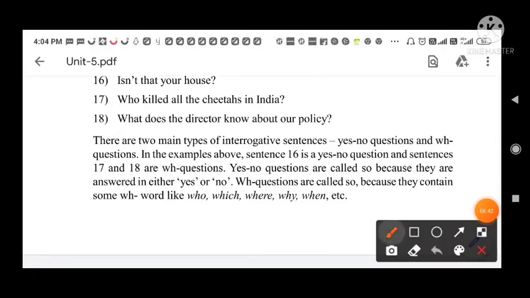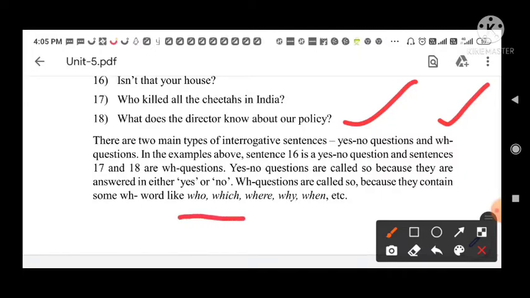Friends, see this, there are two types of interrogative sentences, one is yes-no and another is WH questions. All of you already know this, but I will remind you so you can write your answer in the exam. In the examples above, sentence 16 is a yes-no question and sentences 17 and 18 are WH questions. Yes-no questions are called so because they are answered in either yes or no, and WH questions are called so because they contain some WH word like who, which, where, why, when, etc.